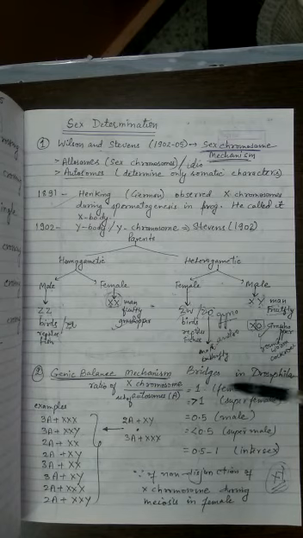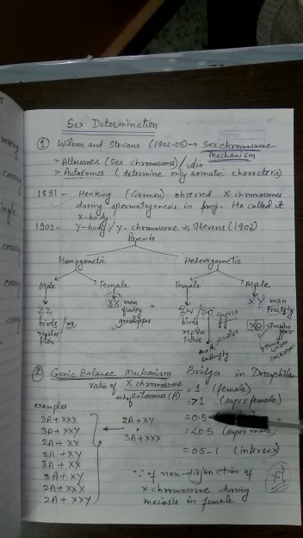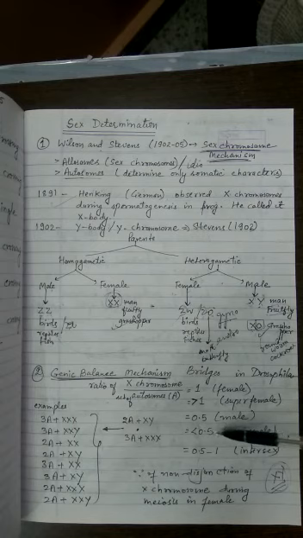He found that the genic ratio of X to A, if it is equal to 1, it will be a female. If it is more than 1, it will be a super female. If it is equal to 0.5, it will be a male. And if it is less than 0.5, it will be a super male. And between 0.5 to 1 will be intersex.